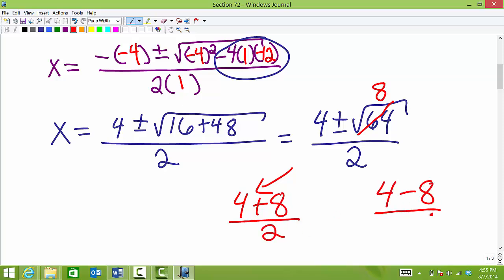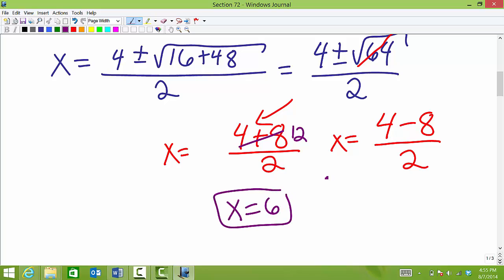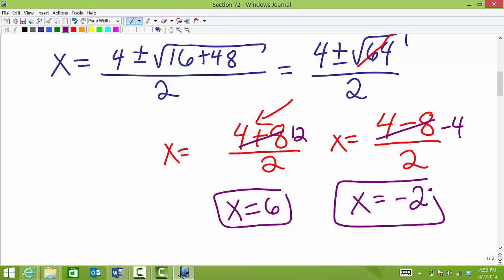We want to separate it and write it out in two different ways. 4 plus 8, 4 minus 8, because those are like terms. And then we want to simplify. We have two solutions here for x, and as we go to simplify, on the top we have 12 divided by 2, which is 6. And on the top of this fraction, we get -4 divided by 2, which is -2. So we get two different solutions directly calculated by plugging in the values for a, b, and c into our formula.